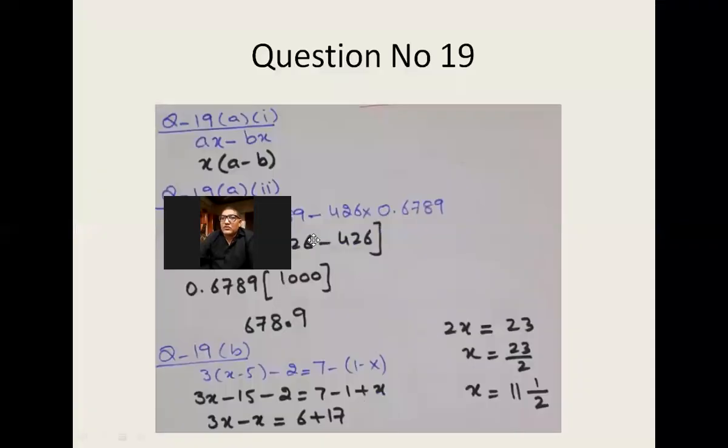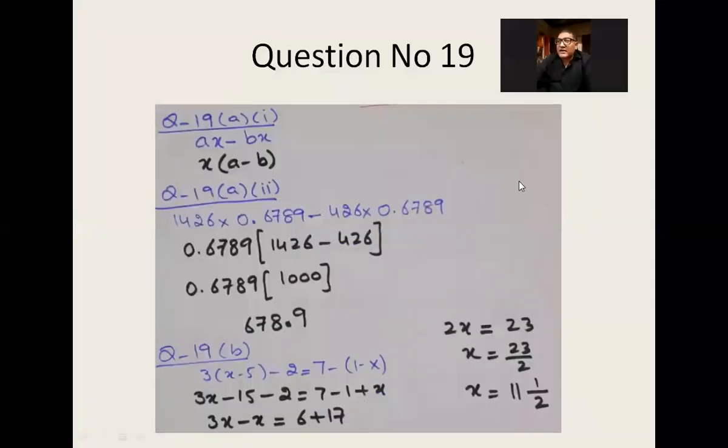And here we go. This is question number 19, B part. 3 bracket x minus 5, minus 2 equals 7 minus 1 bracket 1 minus x bracket close. So it will be 3x minus 15 minus 2 equals 7 minus 1 plus x, and that will be 3x minus x equals 6 plus 17. So you will have 2x equals 23, and x equals 23 divided by 2, so x equals 11 whole 1 by 2.